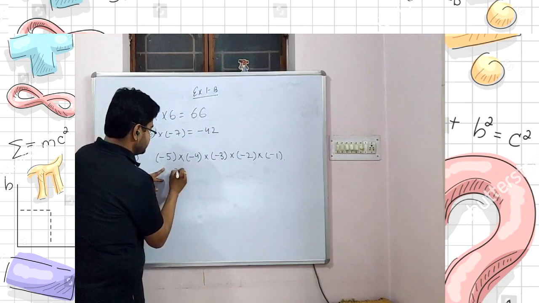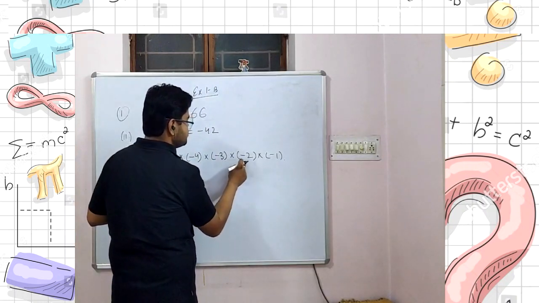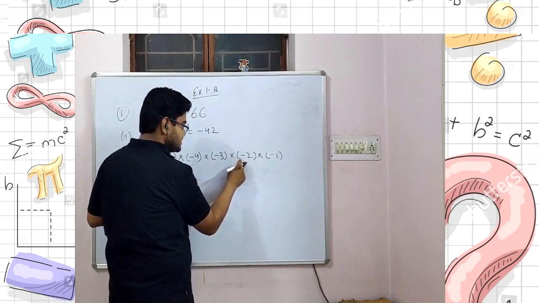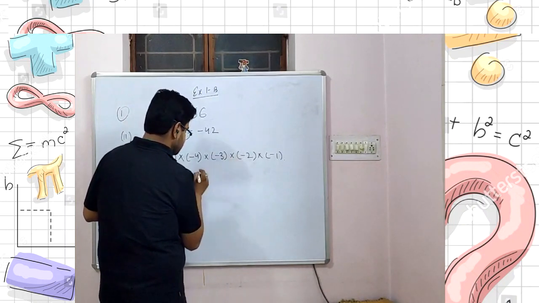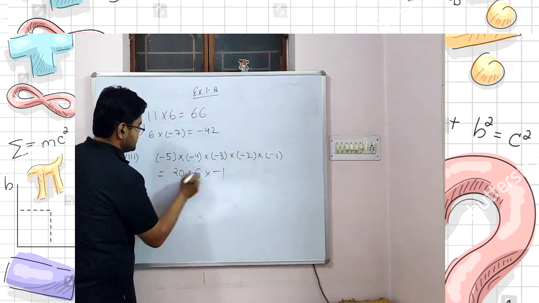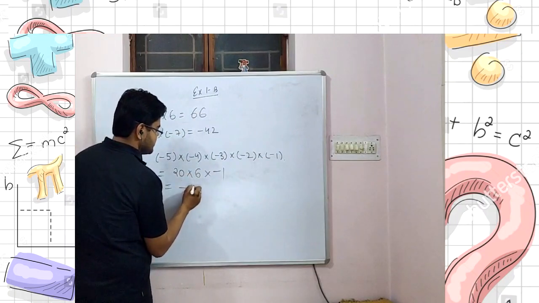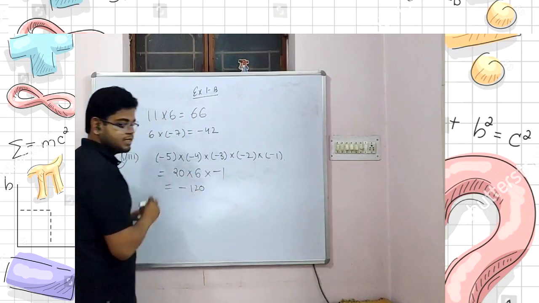So 20 into this minus 3 into minus 2 will become 6. But minus minus will become plus 6. And this minus 1 will be minus 1. So our end result will be with minus, and 20 into 6 is 120. So the answer is minus 120.